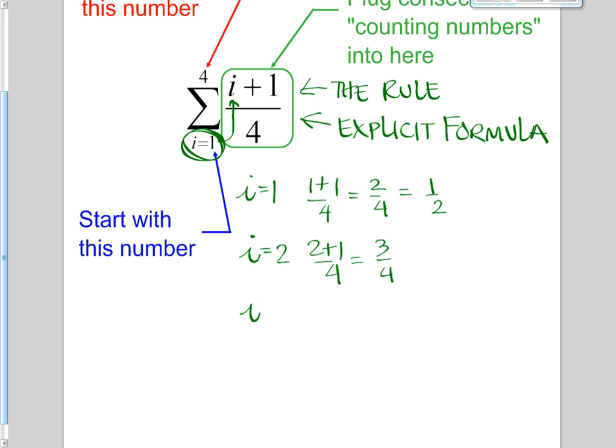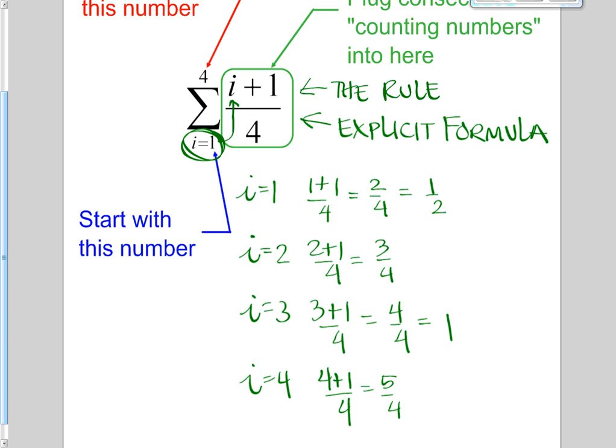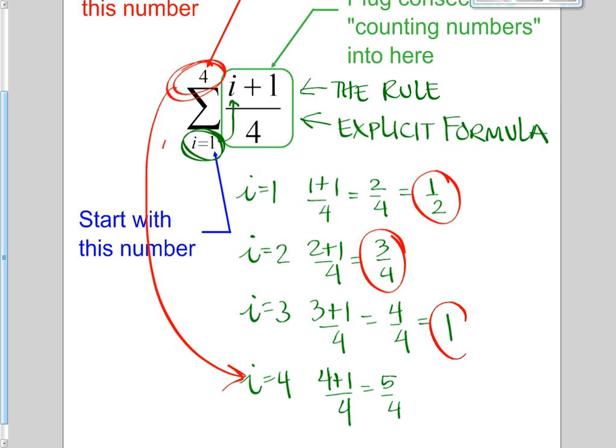And if I do it again, for i equals 3, I've got (3 plus 1) over 4, which is 4 over 4, or 1. And then if I do it one more time, for i equals 4, I've got (4 plus 1) over 4, which is 5 over 4. And this is where I stop. Of course the reason that I stop is because this says stop at 4, and that was the last term that I plugged in there for i. And so I can see that I've got these 4 values that my rule has spit out for me.